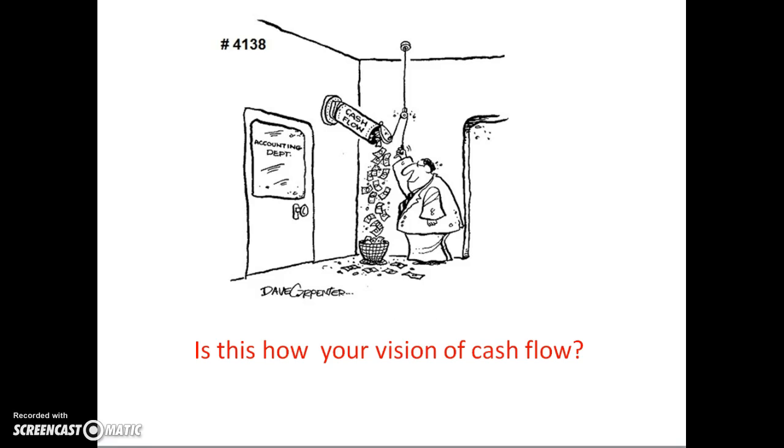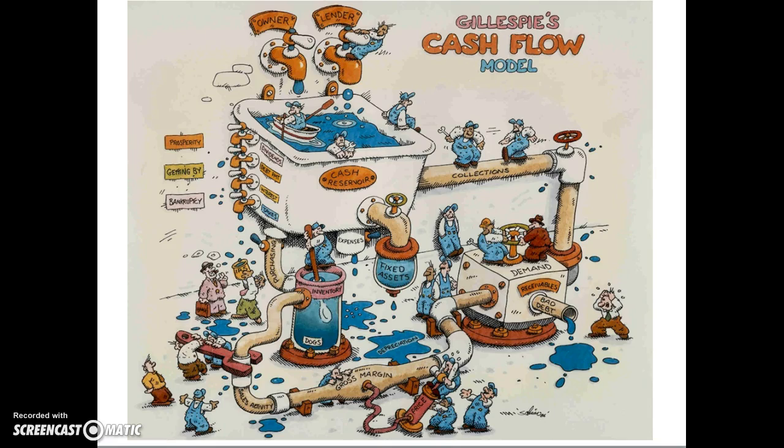Is this how you envision cash flow? Just piles of dollar bills flowing out of the accounting department into a big basket of cash? Or maybe this is how you envision the cash flow model. Lots of people doing lots of things, money flowing in from different venues and flowing out to different venues, leaking here and there, and lots of people trying to fix it, but nobody's 100% sure what's going on. It's a little bit of organized chaos. Is that your vision of cash flow?